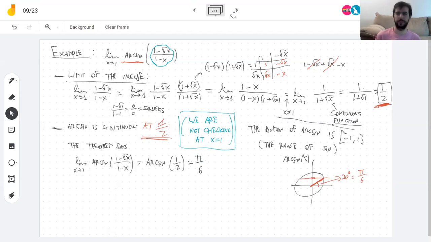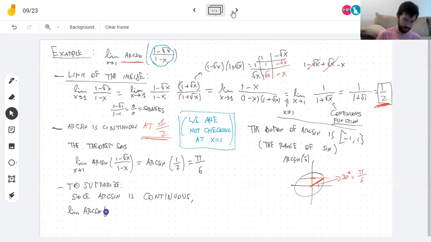So what happened here? Basically, because arcsine was continuous, let me write it down. Since arcsine is continuous, we were able to just plug in the limit of the arcsine of some stuff. In this case, the stuff is this algebraic function. We were able to just compute the limit and then plug it into arcsine, which is a really convenient thing that happened. Otherwise, I don't know how we would have done this limit. Ugh, that's not what I meant to write.